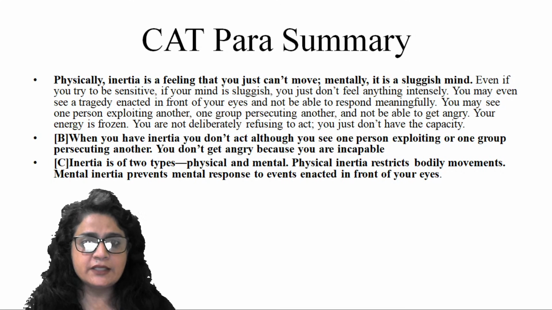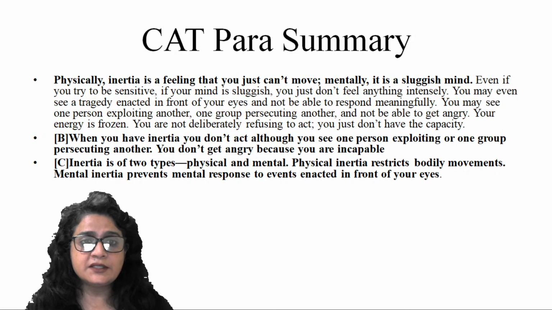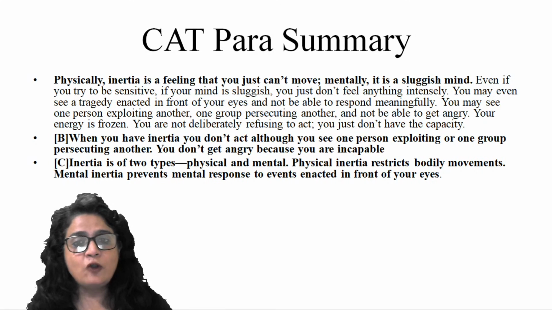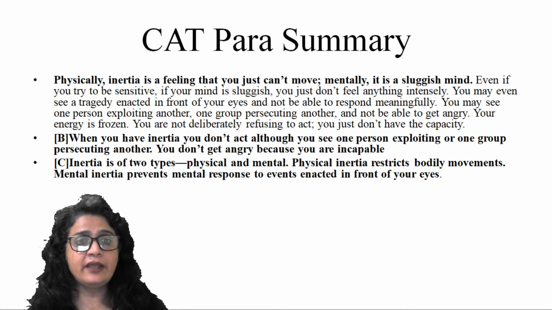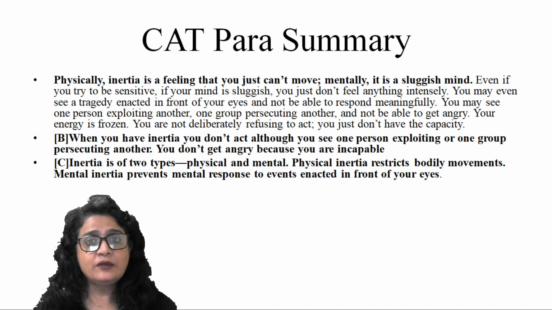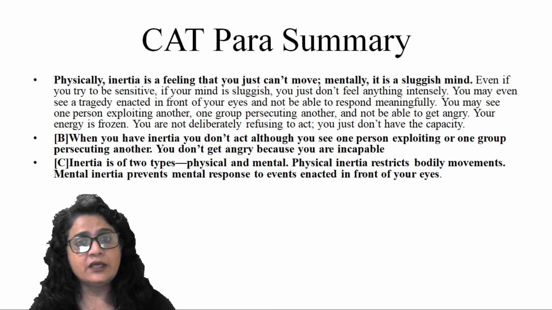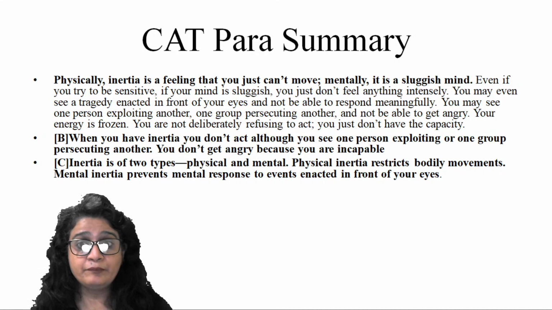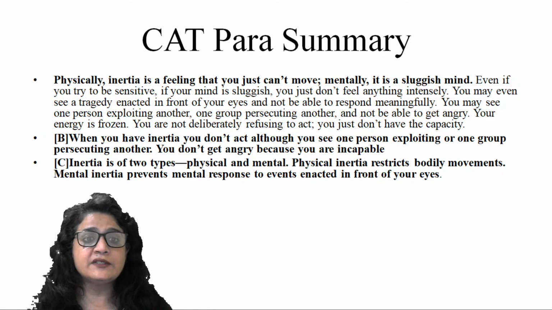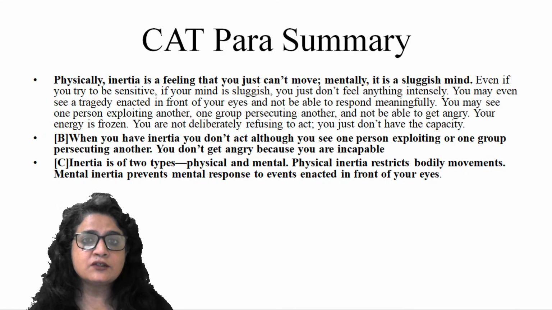Even if you try to be sensitive, if your mind is sluggish, you just don't feel anything intensely. You may even see a tragedy enacted in front of your eyes and not be able to respond meaningfully. So it's talking about mental inertia. First, it settled the idea of what physical inertia is, and then it set out explaining what mental inertia is. It says you may see one person exploiting another, one group persecuting another, and not be able to get angry. This is a detailed example: the tragedy is someone's exploitation, someone's persecution. So these are details.